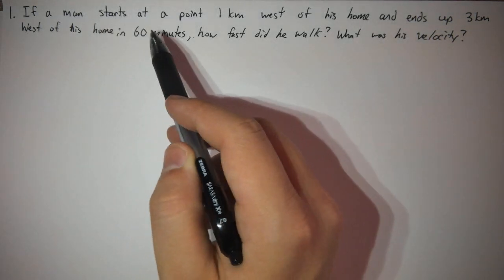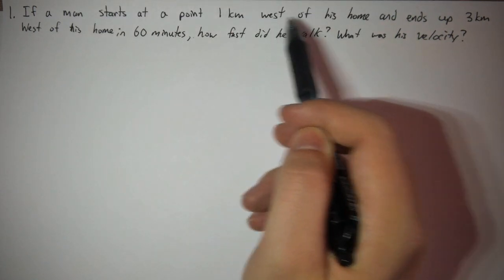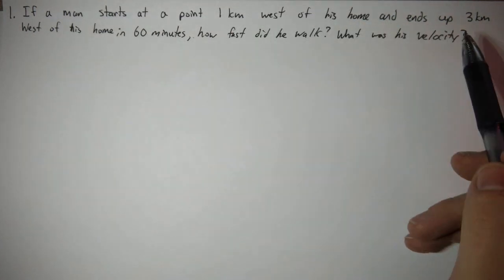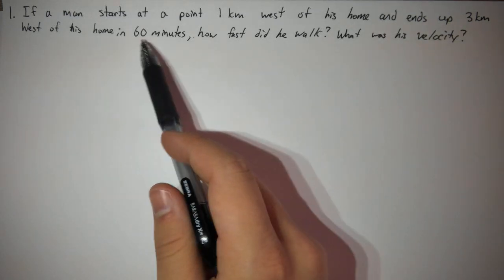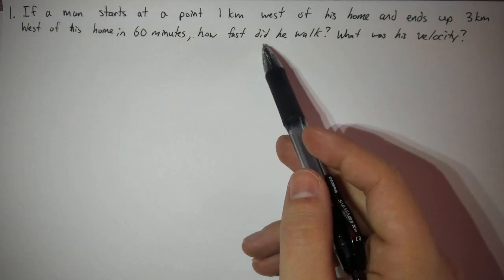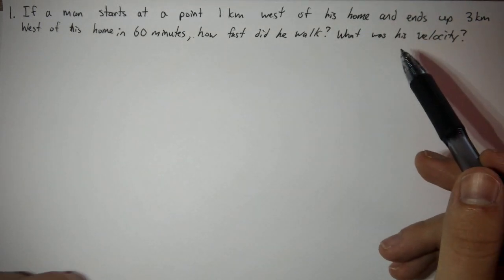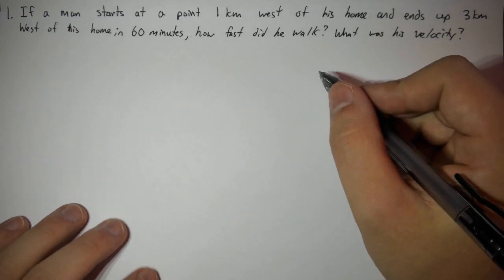If a man starts at a point 1 kilometer west of his home, and he ends up 3 kilometers west of his home, and he does this in 60 minutes, how fast did he walk? And what was his velocity? So I'm going to answer this question.